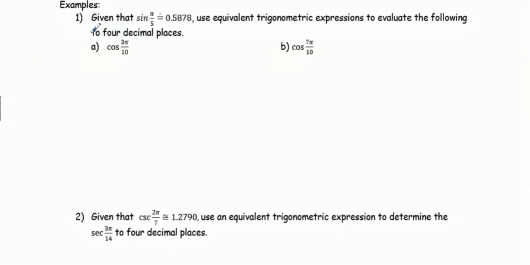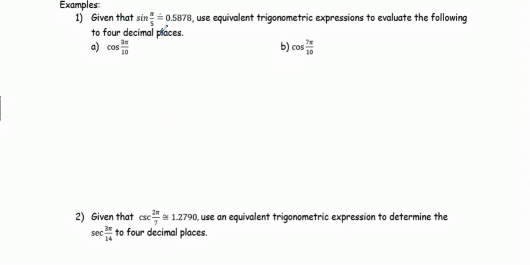The first thing we want to do, it says, given that sine pi by 5 is equal to approximately 0.5878, use an equivalent trig expression to evaluate the following to 4 decimal places. So we want to know the cos of 3 pi by 10. Well, the cos of 3 pi by 10, 3 pi by 10 is not part of a special triangle, so we can't just evaluate it exactly.